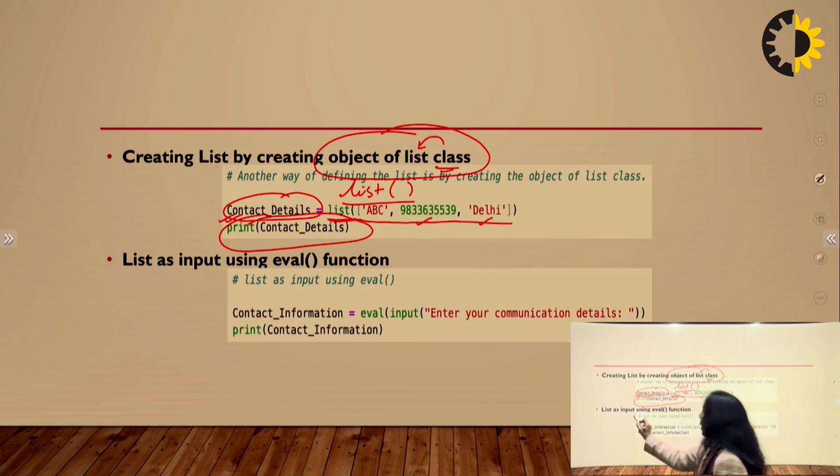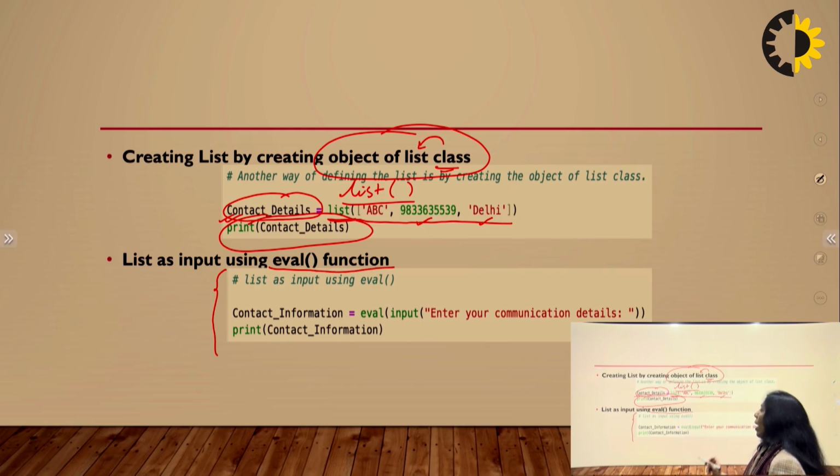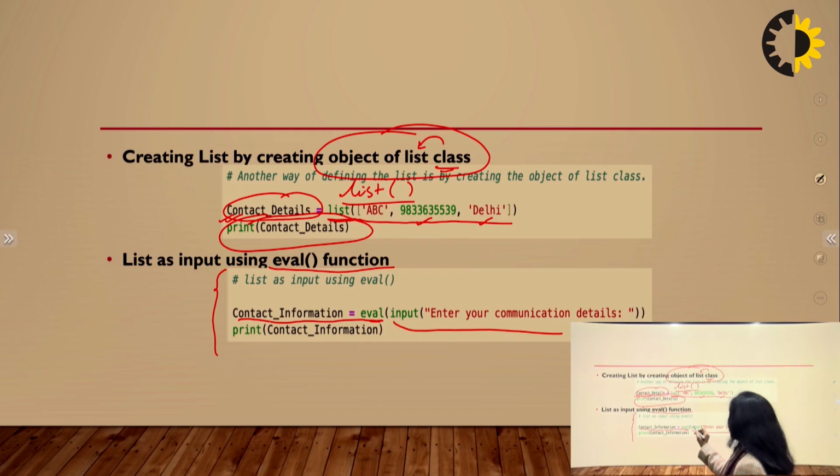Other than that, we can also use the eval function. This eval function will help the user to insert the values at the time of running the program. So, the user can give the values by using the input function and the eval function at the same time. Here we can use this eval function in this way.